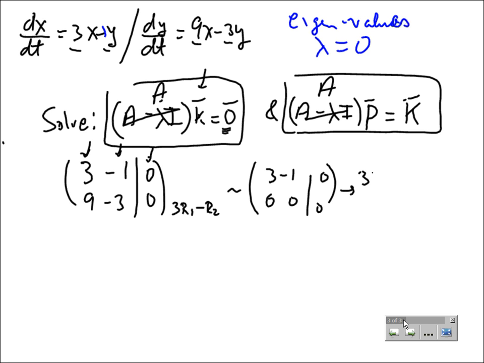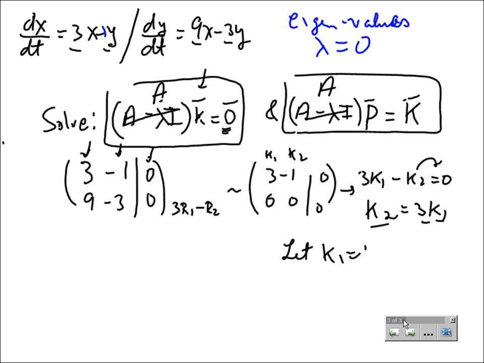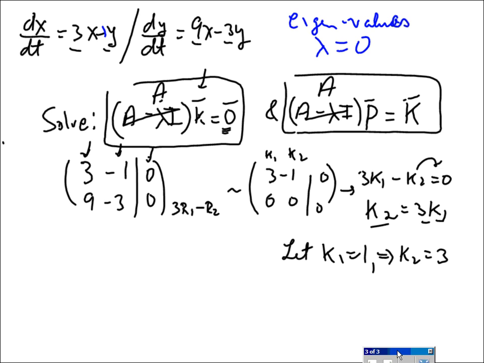This tells me that 3 times K1 minus K2 is 0. Remember, that's the K1 column, that's the K sub 2 column. Bringing that over tells me that K2 is 3 times K1. So you pick a value for K1, you triple it, and bingo, you have K2. So let K1 equal 1, and that will imply that K2 will be 3 times 1 or 3.